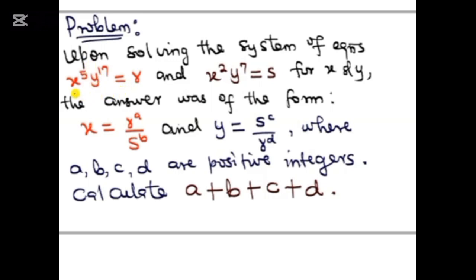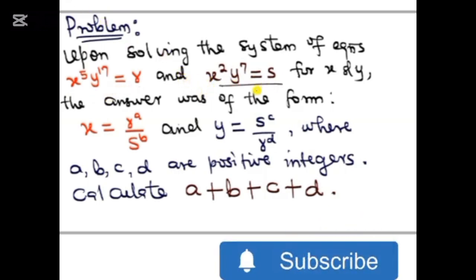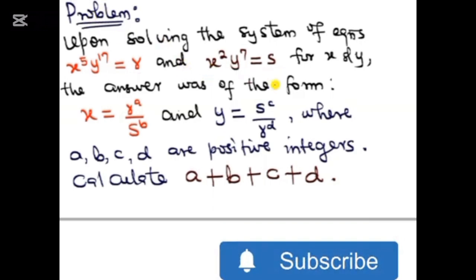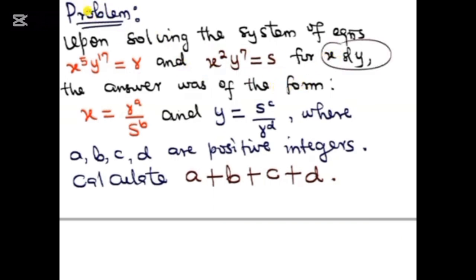All right, this one says that upon solving the systems of equations given here, these are the systems we are given. We are given x raised to the power of 5 multiplied by y to the power of 17 is equal to r, and then this other one.